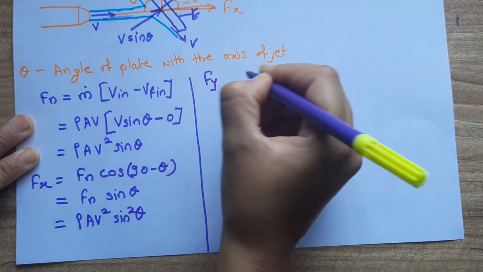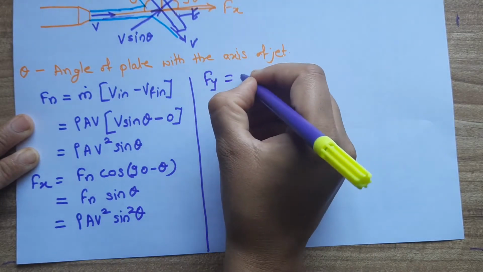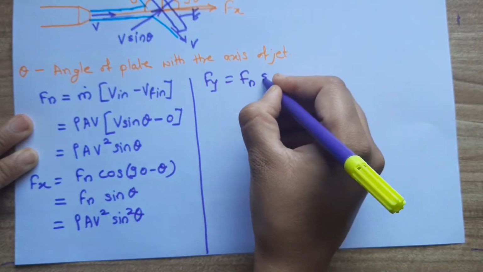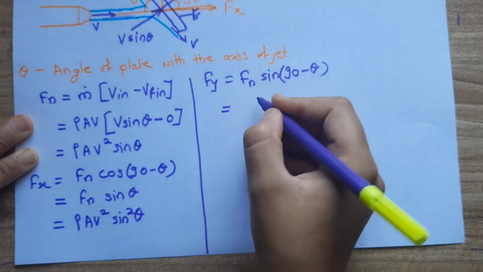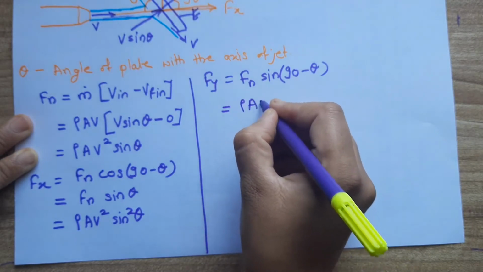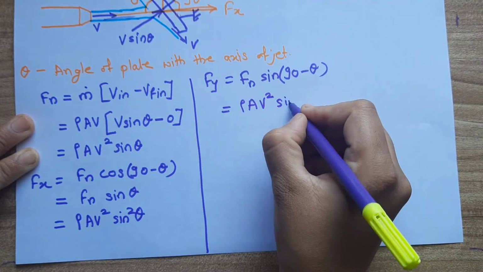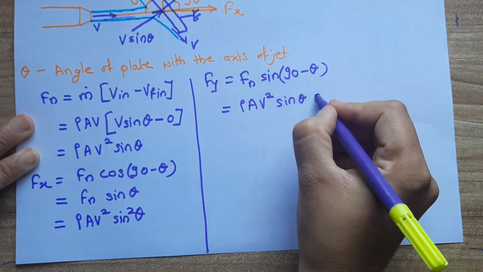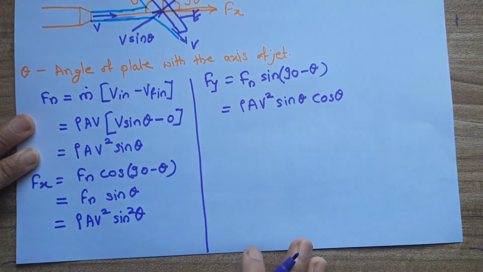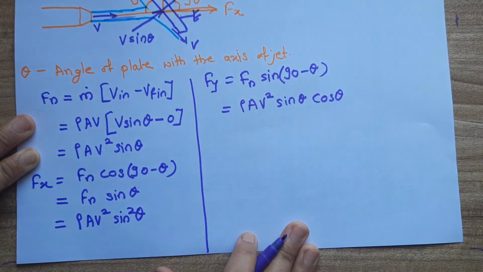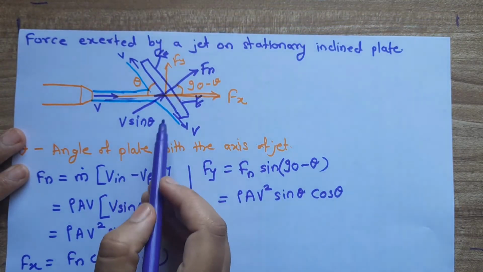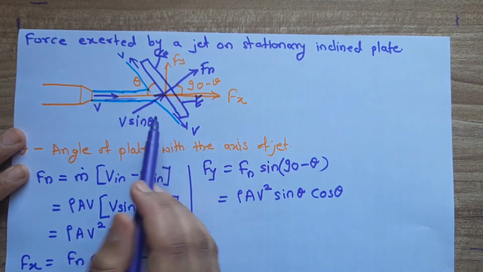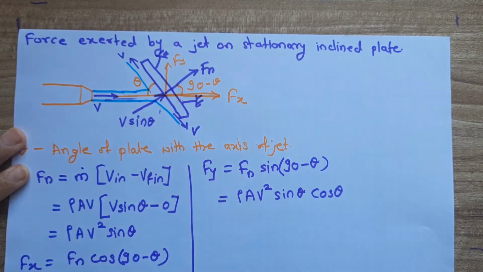Now Fy is from here Fn sine of 90 minus theta. By putting the value of Fn, rho a v square sine theta, and sine 90 minus theta means cos theta. So this will be the value for our Fy. Now in this case Fy is not at all 0. In previous cases we found that Fy is completely 0. So we can see here that if the plate is inclined, there will be a drag force as well as a lift force acting on it.